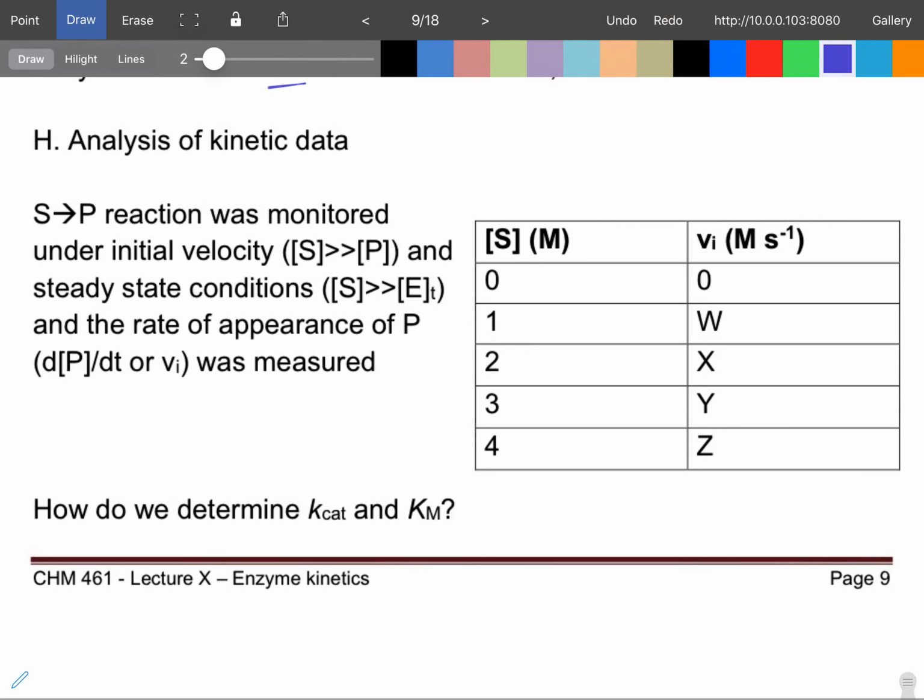So how do we go about analyzing the kinetic data? In other words, we have this raw data from an experiment. How do we get those useful parameters like Km and Kcat out of it? So let's say, for example, we had some reaction that we monitored.